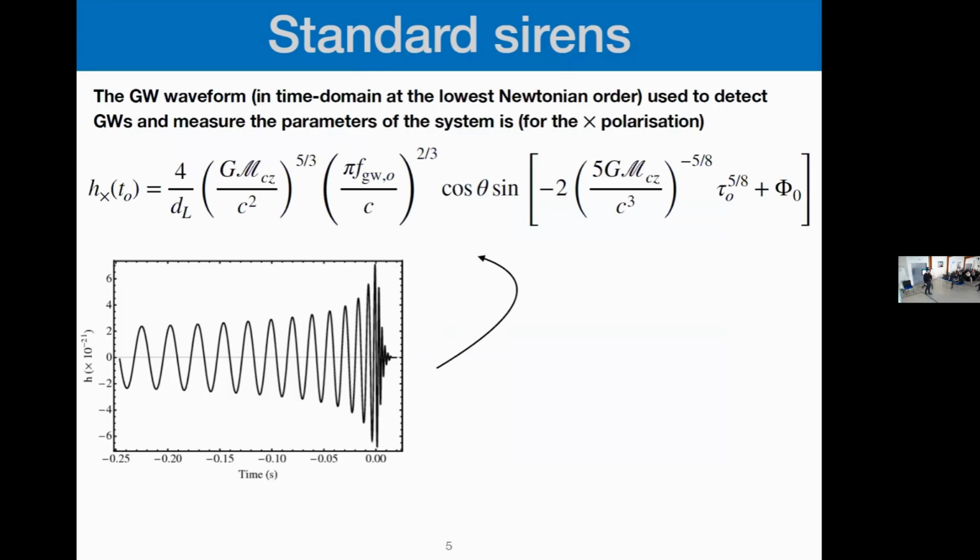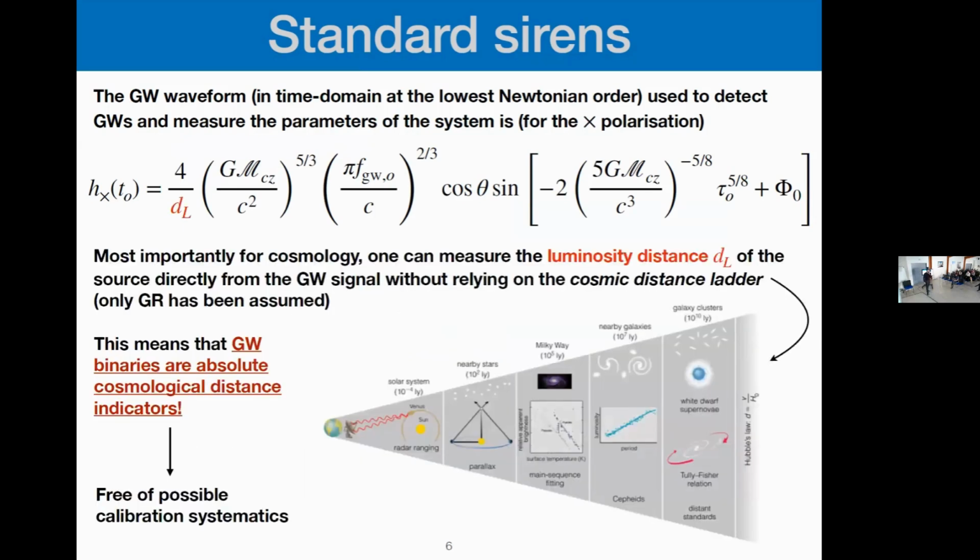First of all, from the waveform, we can get the most important parameter for cosmology, which is the distance to the source. This is something that we get for free. We do parameter estimation on any signal that we receive from compact binary coalescences, and we extract the luminosity distance to the source.